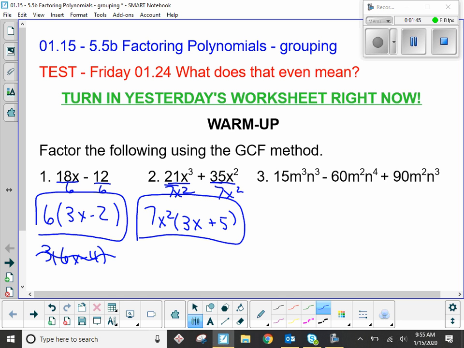Perfect. All right, excellent. And then the last one, it might have taken you a few minutes. What do 15, 60, and 90, what's their GCF? 15. They actually have lots of stuff that goes in. 5 goes into all of them. 3 goes into all of them. But the biggest one that goes into all is 15. What's the most m's that they have? All of them. 2. And the most n's? 3. So then you're dividing that out of each one.